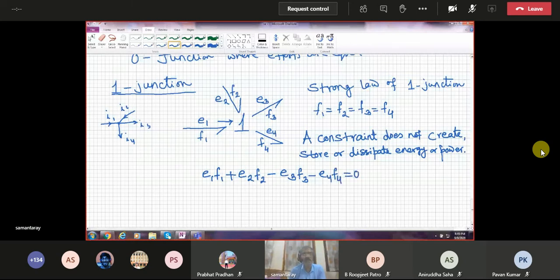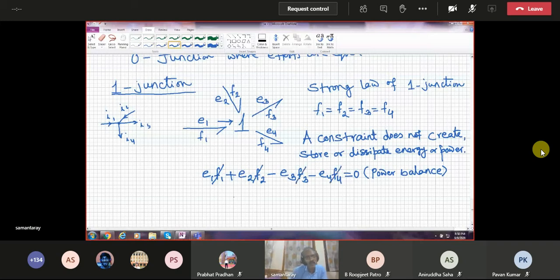And as we know from the definition, flows are the same, generically the same, even if they are non-zero. So whether they are zero or non-zero, they are the same. So we can always eliminate all these common F1, F2, F3, and F4. So what we get is E1 plus E2 minus E3 minus E4 equal to 0.